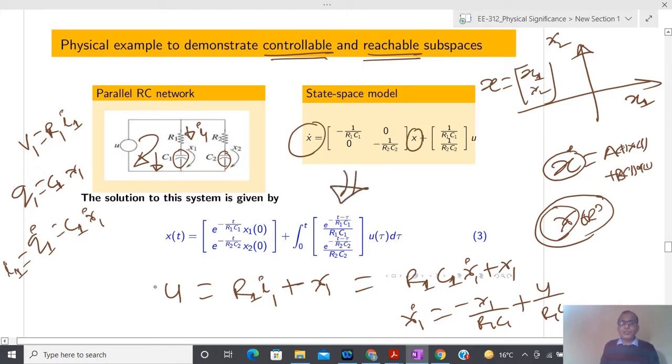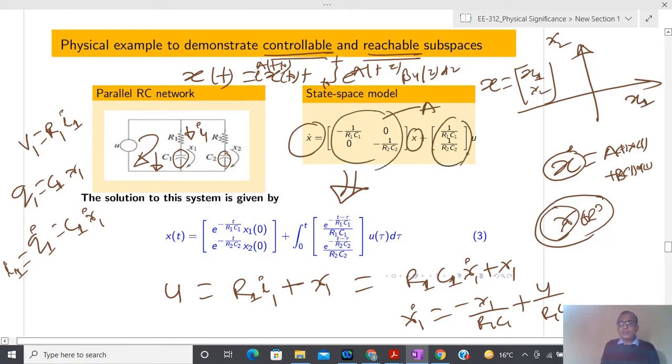In the previous class I told you that whenever I have a system like x dot equals Ax plus Bu, the solution x(t) is x(t0) e to the power A(t minus t0), plus the integral from t0 to t of e to the power A(t minus tau) B u(tau) d tau. If you substitute everything here, this whole matrix is A and this whole is B. The mathematical model of this system is a linear time invariant system. There is no time varying component inside the matrices A and B.